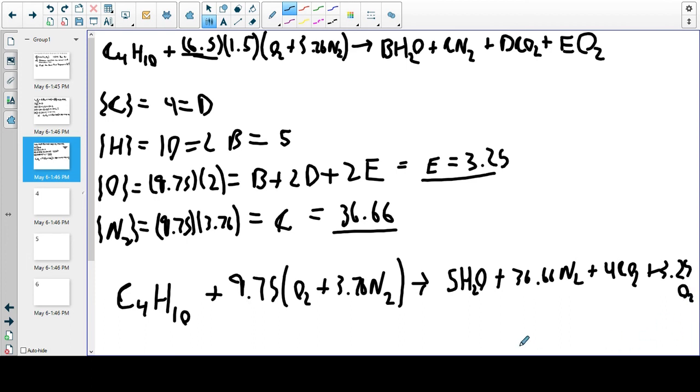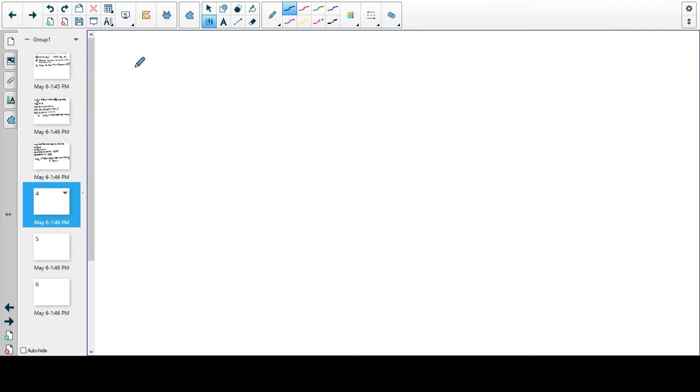So this right here is the second part of part A. We have now balanced the equation for both theoretical and normal amount of air. And now part B asks for the dew point temperature.